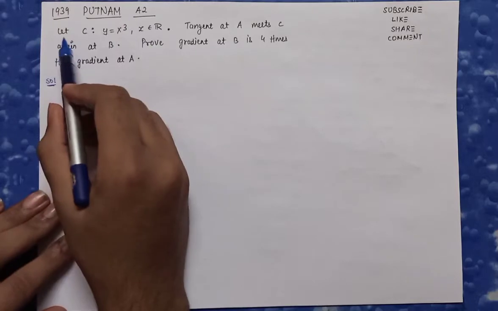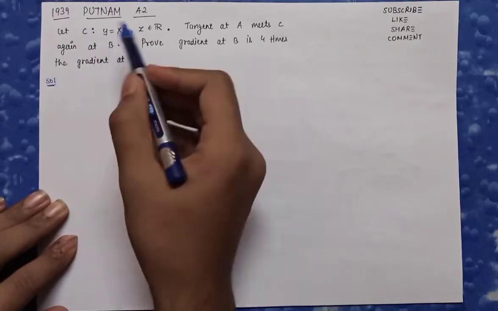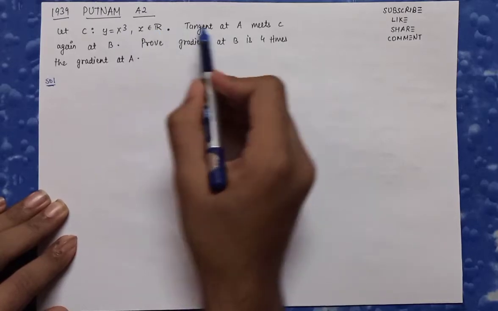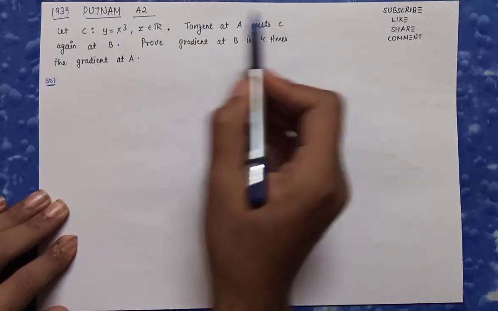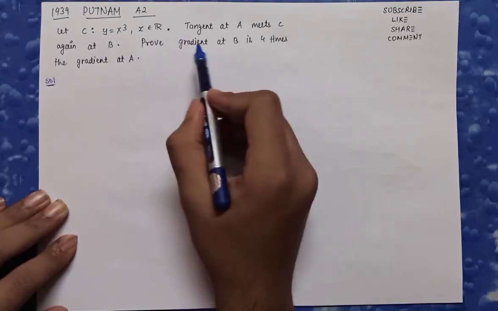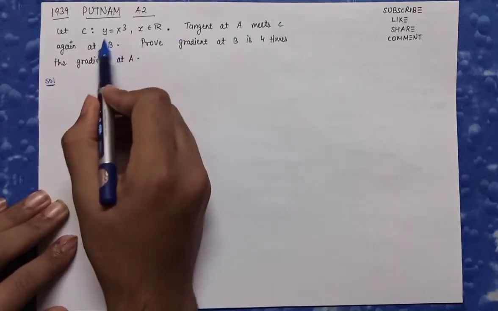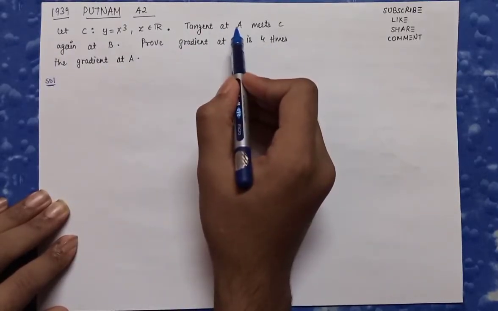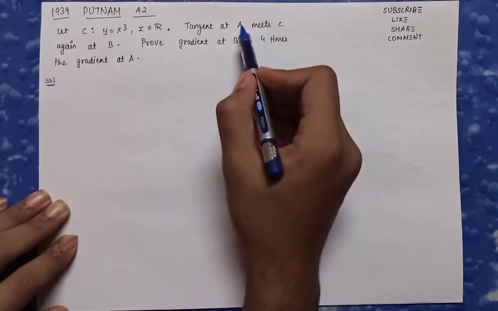The question stated: let C be the curve given by the equation y equals x cubed for all x belonging to the reals. The tangent at A meets the curve again at B. This was the condition. Then we have to prove that the gradient at B, where it met again, is 4 times the gradient at A, the point where the tangent was drawn.